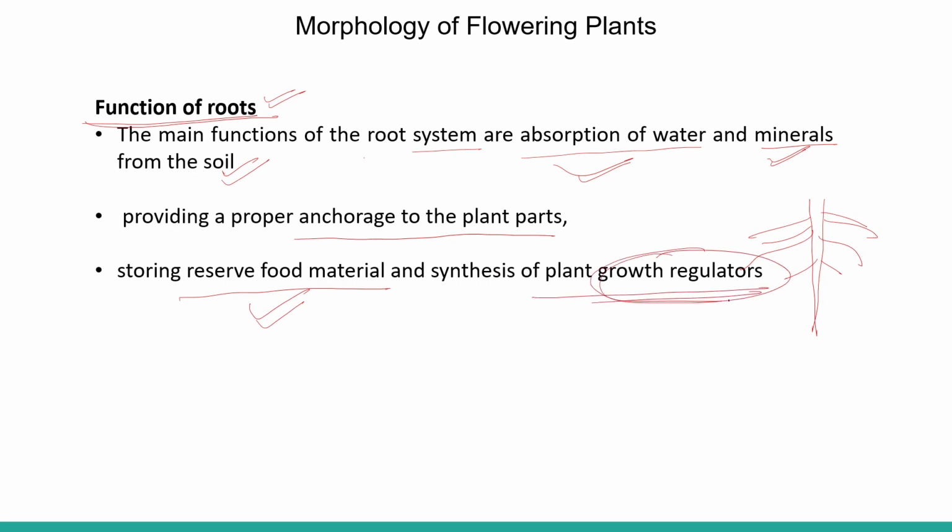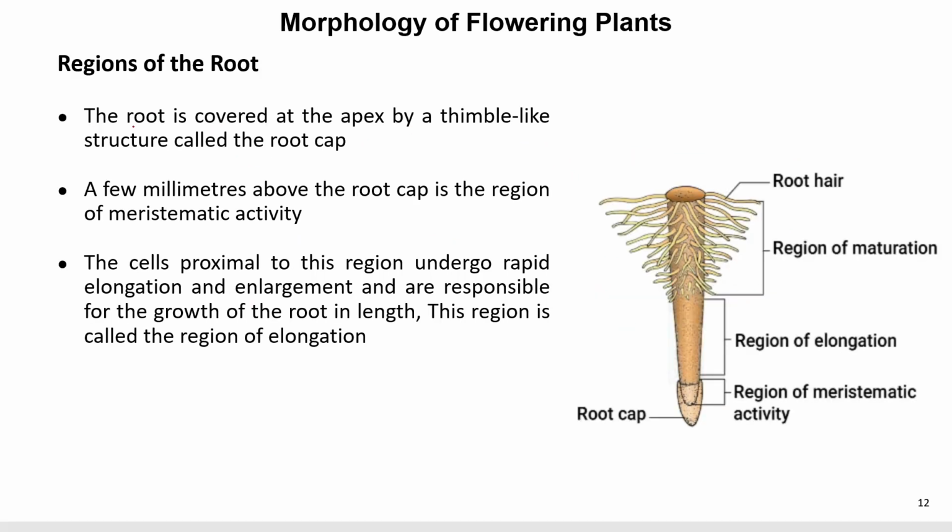Some plant growth regulators, hormones, which you will study in a separate chapter, are formed in the roots and are very helpful for the growth of the plants. They store the food material as well as help in forming the growth regulators. So we have different regions of the roots.